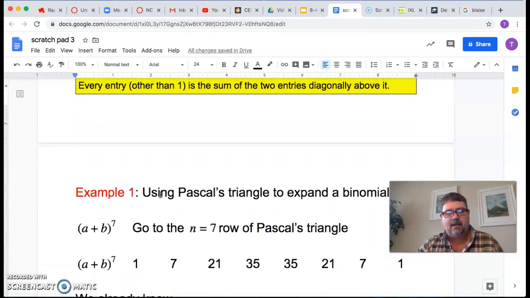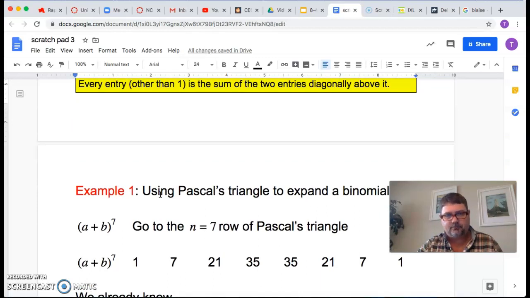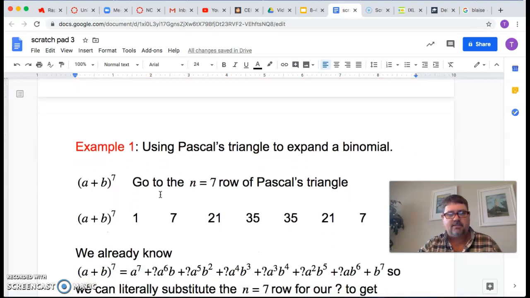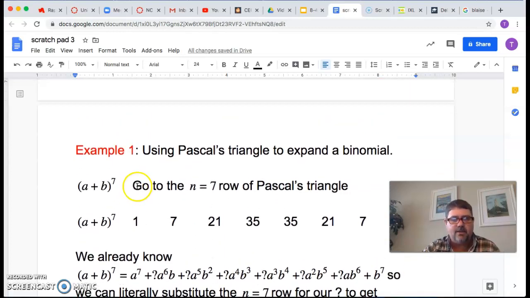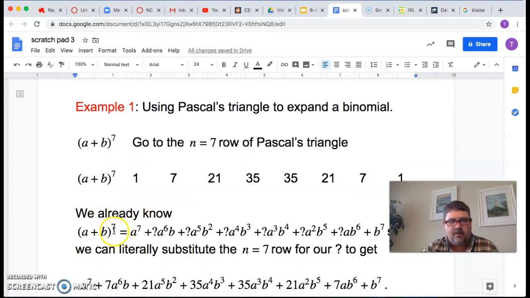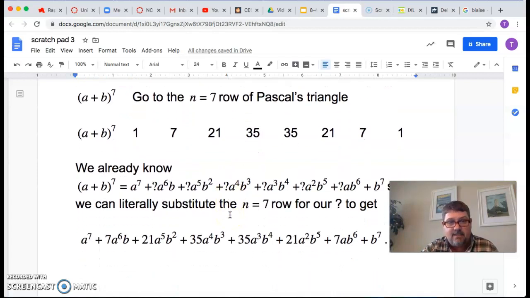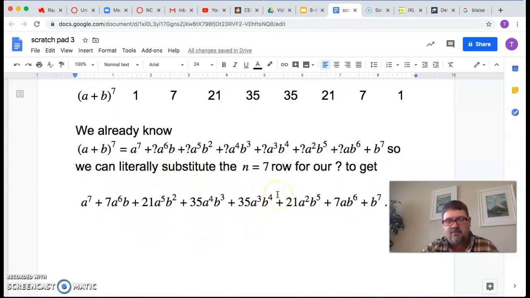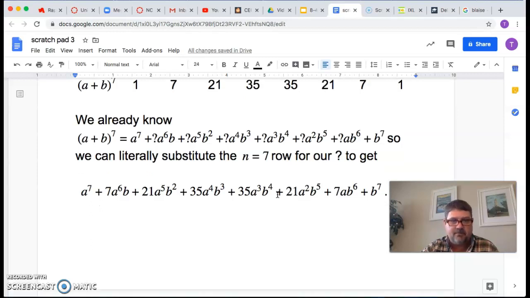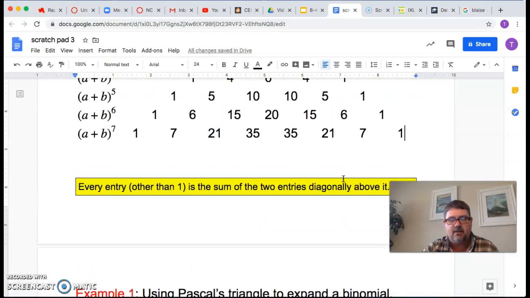Okay, I want to do a problem with you. All right, so it says using Pascal's triangle to expand a binomial. All right, so here's one that we had earlier. We said we already know how to expand it. We know how to reduce the powers of A, and then it left us the question marks and so on. So what we would do is grab the n equals 7 row, and literally substitute those for our question marks. And that gives us the full expansion of (A plus B) to the 7th. All right, so there's our 7, 21, 35, 35, 21, 7 that we just found up here.